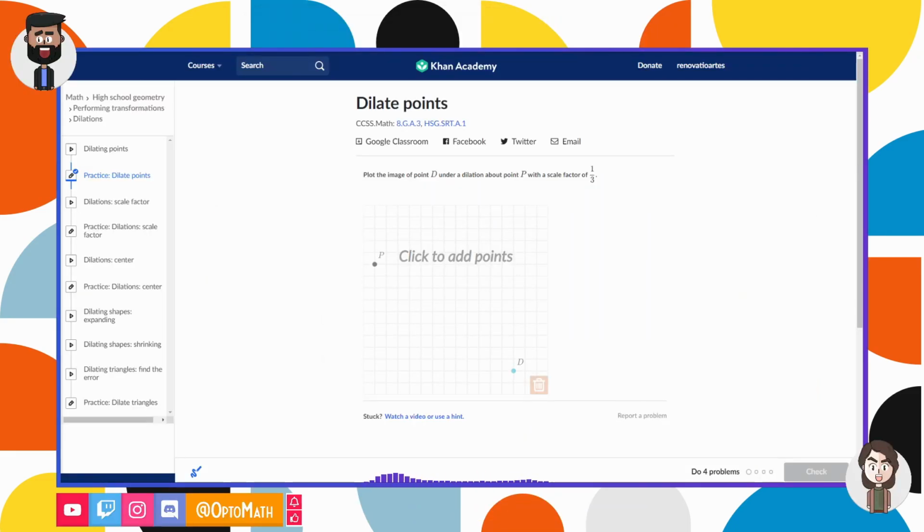All right, so I'm ready to do this. So we're doing dilate points, correct? Yes. All right, that sounds good. I have no idea what dilate points is. I don't really remember doing this. Can you please give me a quick tutorial on this?